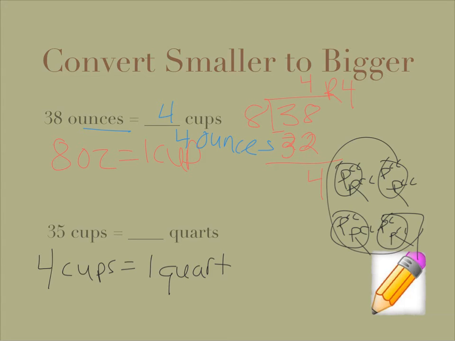So now I say to myself, okay, 35 cups divided by 4. So I know that 4 can go into 35 8 times, because 8 times 4 is 32. Subtract and I get 3 remaining. So that means that over here I have 8 quarts and 3 cups.